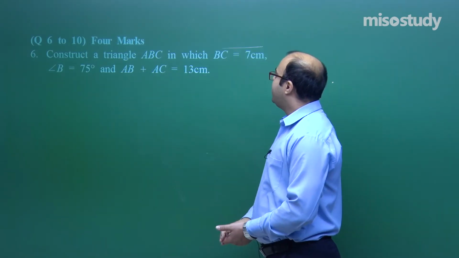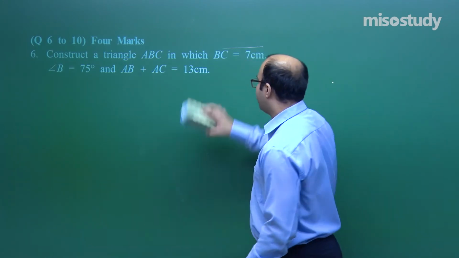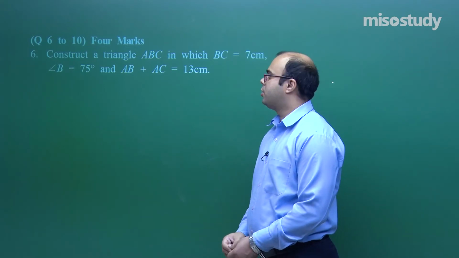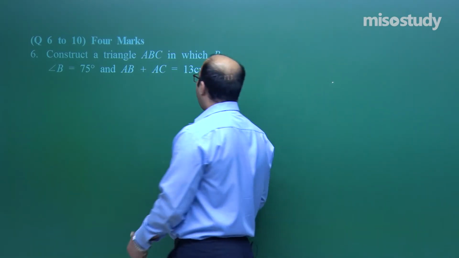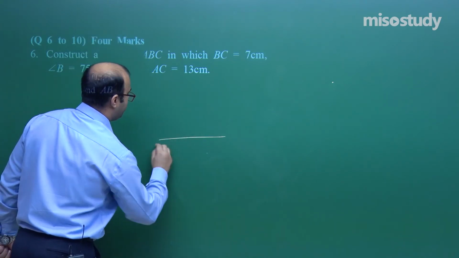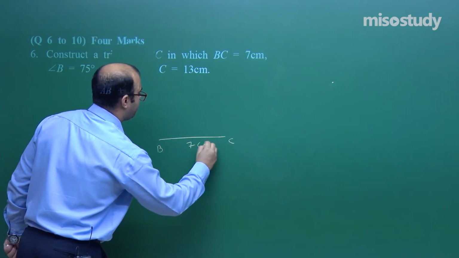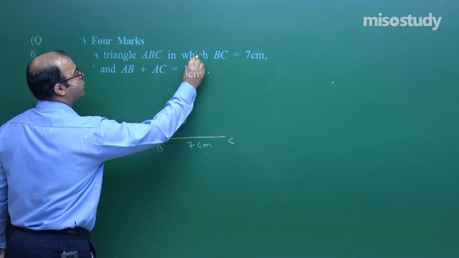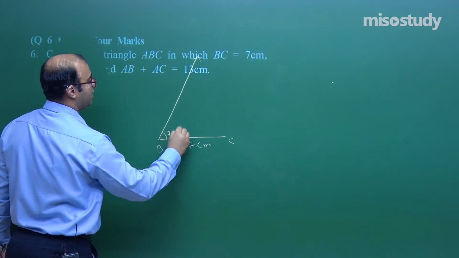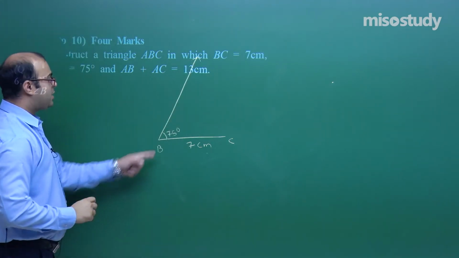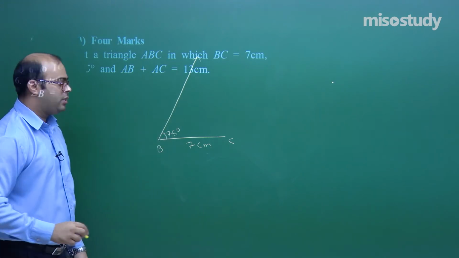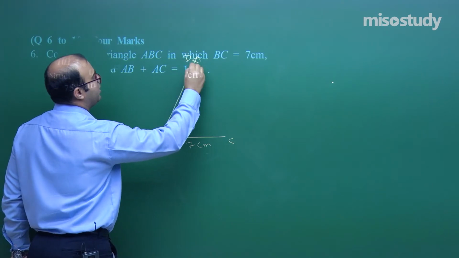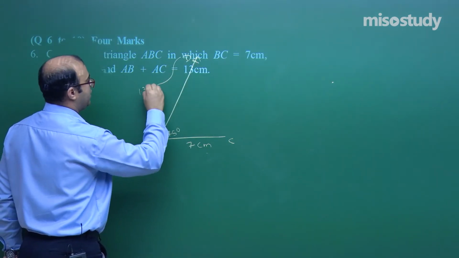Construct a triangle ABC in which BC is equal to 7 centimeters, angle B is equal to 75 degrees and AB plus AC is equal to 13 centimeters, students. So how do we do this? We have been given a base. Let us draw this base BC which is 7 centimeters, and we are given angle B is equal to 75 degrees. We take a ray BX which makes 75 degrees with BC. AB plus AC is equal to 13 centimeters. So the length from B till here, let us mark D, is 13 centimeters.